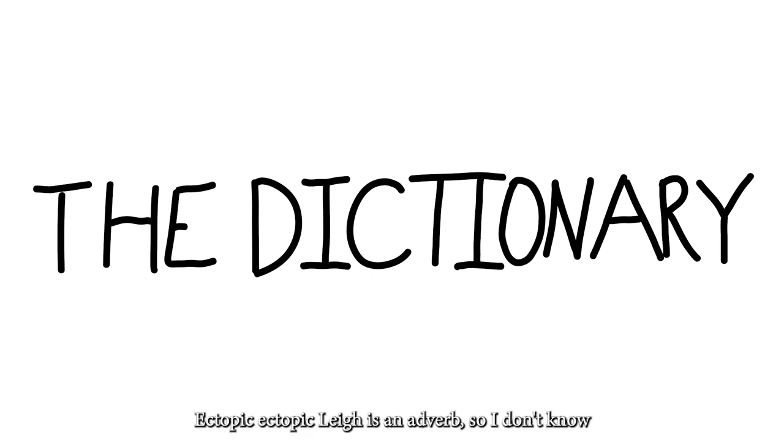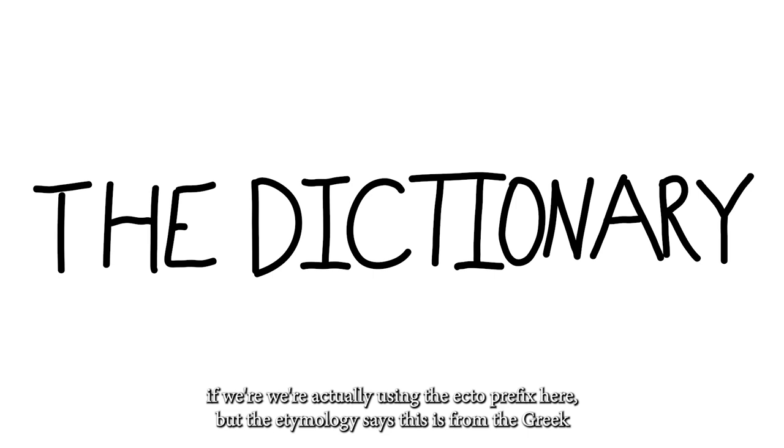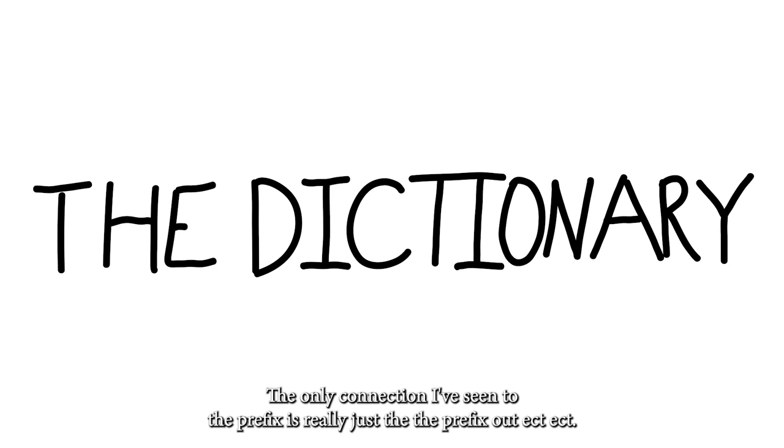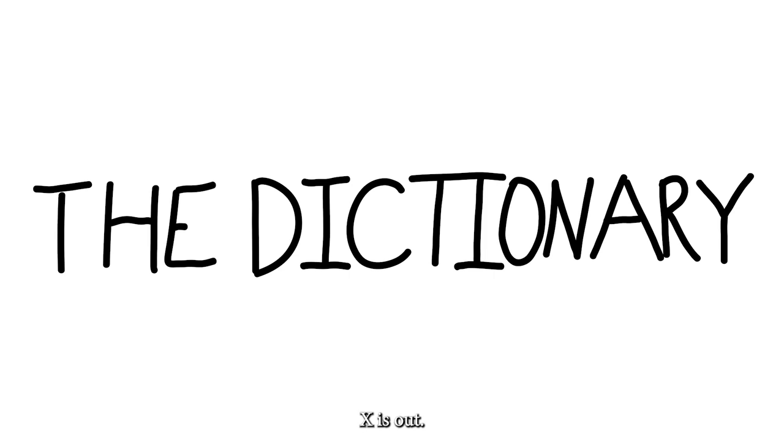Ectopic. Ectopically is an adverb. So I don't know if we're actually using the ecto prefix here, but the etymology says this is from the Greek ectopos, which means out of place. Out of place, which is the prefix ex, which means out, plus topos, which means place. So yep, out of place, not in the right place, not the right thing at all. The only connection I'm seeing to the prefix is really just the prefix out. Ex is out. Let's see, was there anything else for that one? No, but we have a very, very related word next.